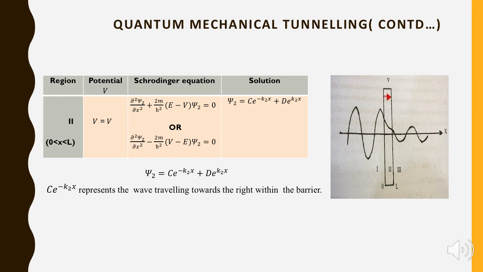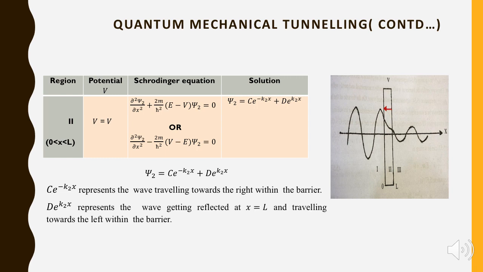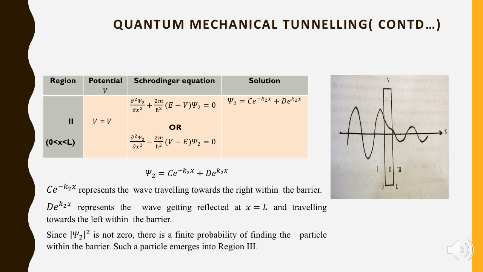Here the first term c e^(-k2x) represents the wave travelling towards the right within the barrier. And d e^(k2x) represents the wave getting reflected at x equal to L and travelling towards the left. Since |ψ2|² is not 0, there is a chance of finding the particle within the barrier, and such a particle emerges into region 3.